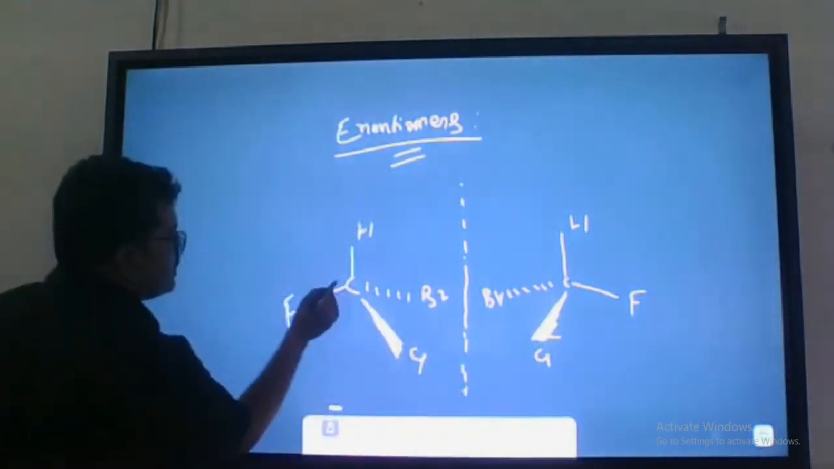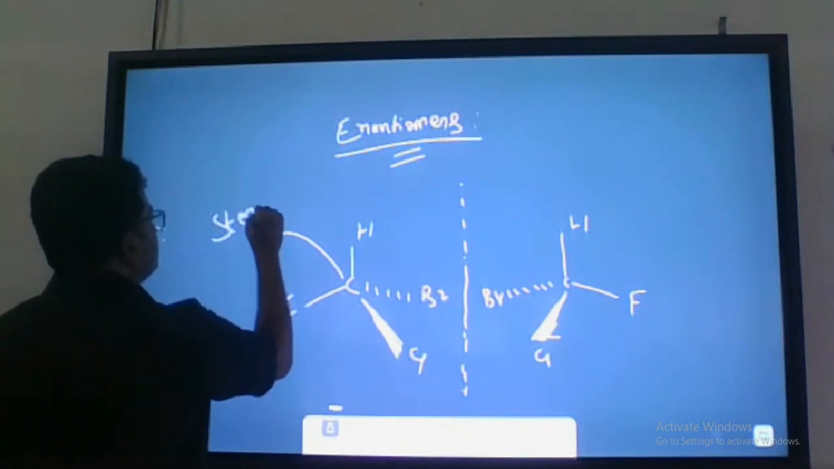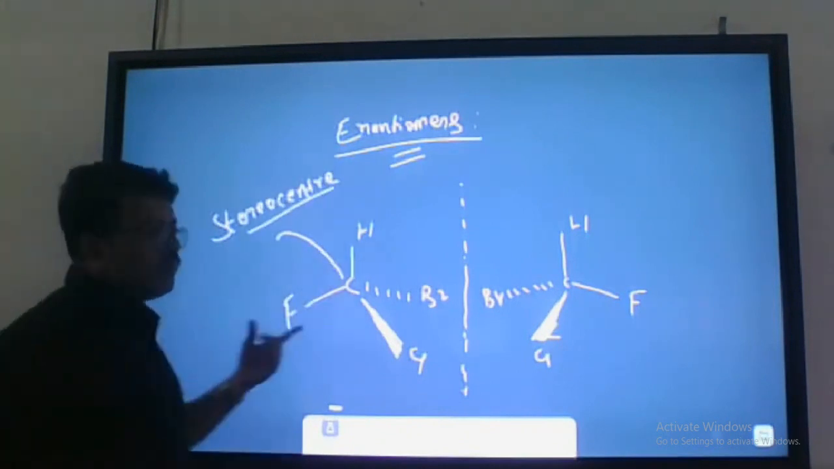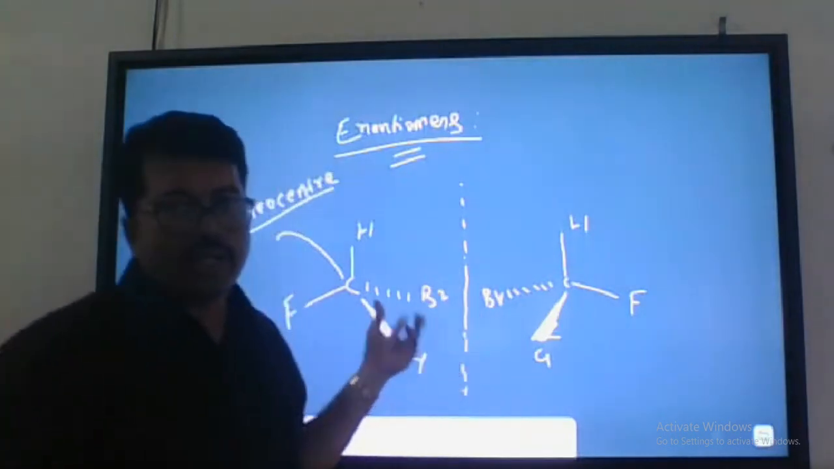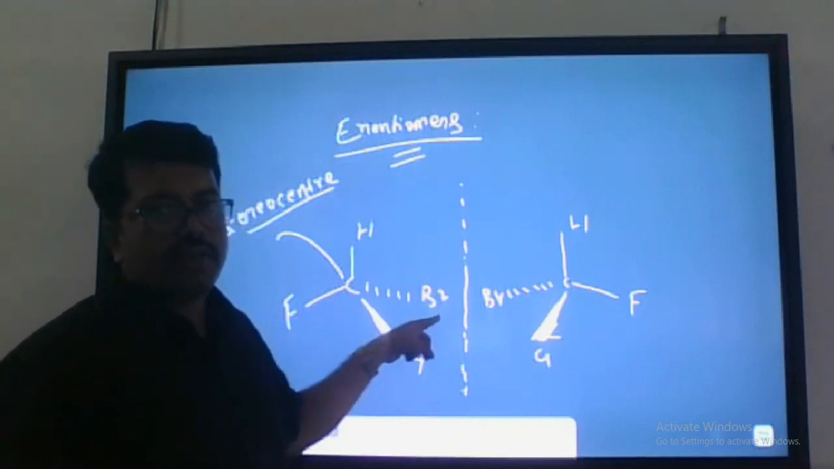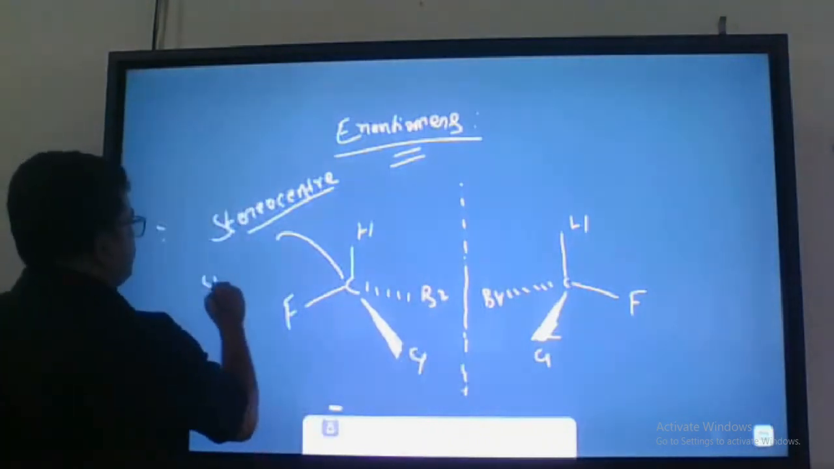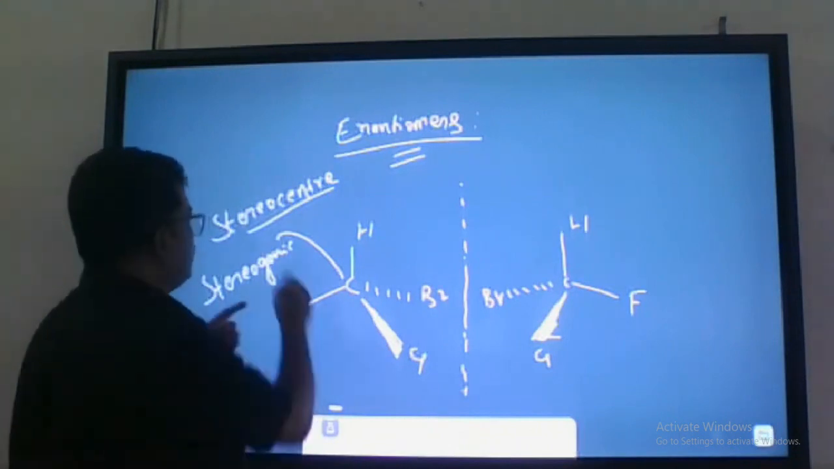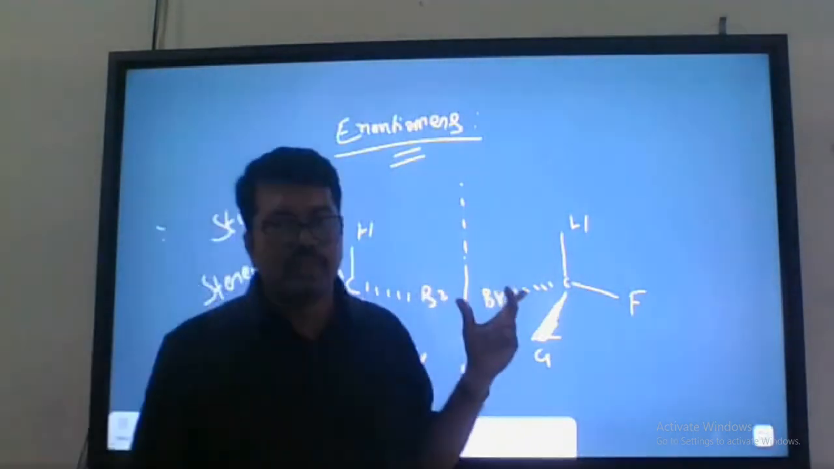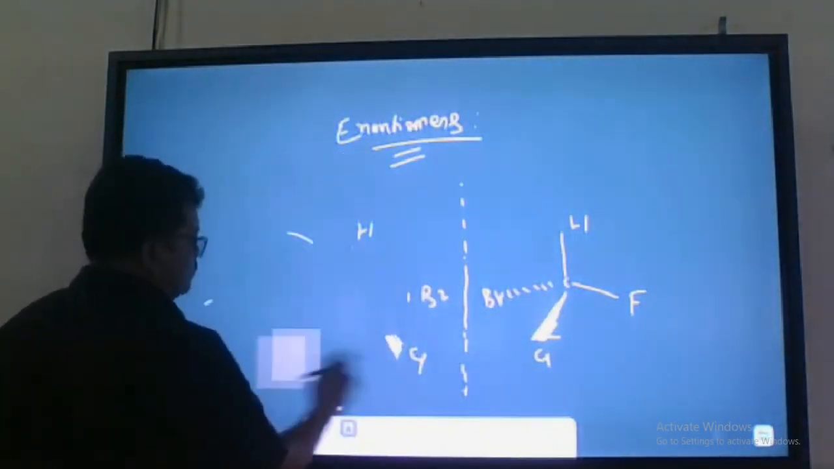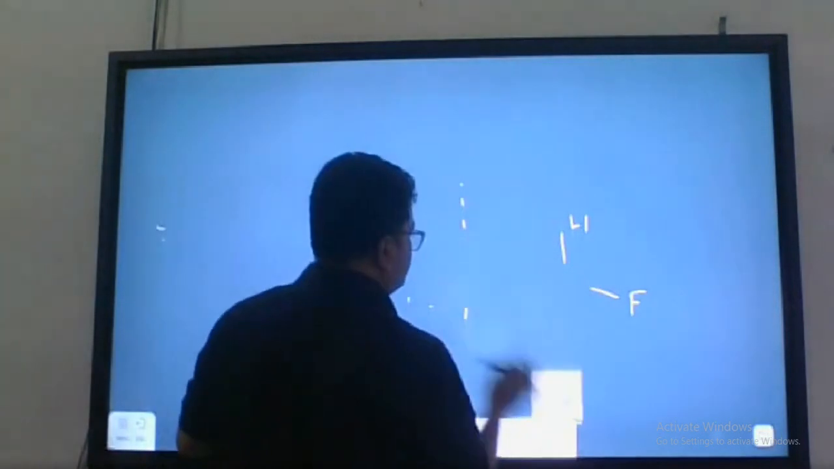This center is also called a stereo center. A carbon atom that carries four different substituents is a stereo center or stereogenic. So there is the definition for enantiomers.